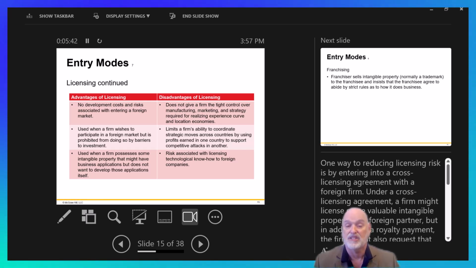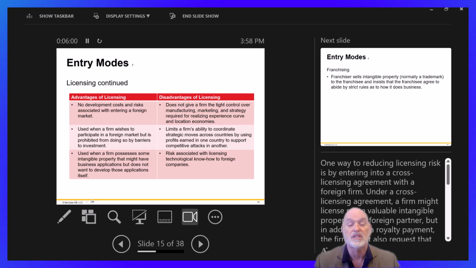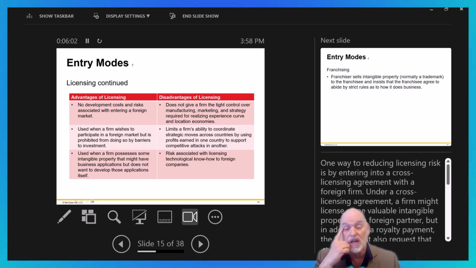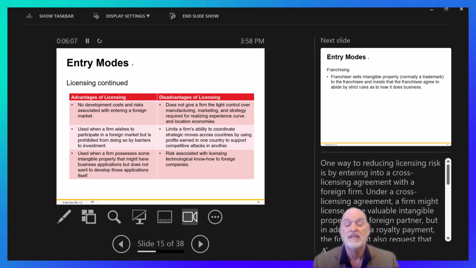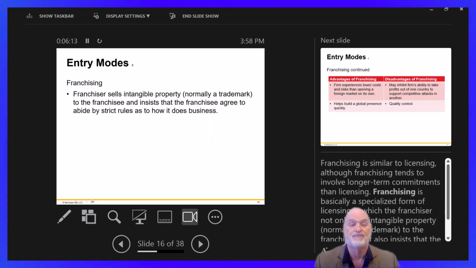It's also used when a firm possesses some intangible property that might have business applications, but does not want to develop those applications itself. Some of the disadvantages of licensing: it does not give a firm the tight control over manufacturing, marketing, and strategy required for realizing experience curve and location economies. It also limits a firm's ability to coordinate strategic moves across countries by using profits earned in one country to support competitive attacks in another. And lastly, there is the risk associated with licensing technological know-how to a foreign company. You may not want to give up those secrets.